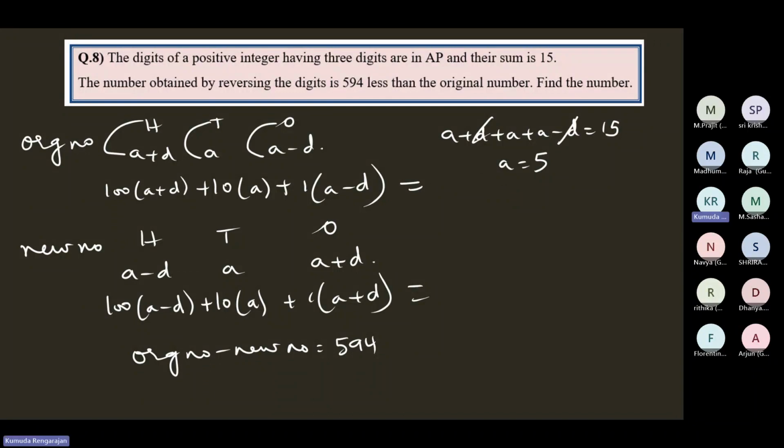The other equation is this one. Original number minus new number is 594. So from this, you will get an expression for the original number. You should work this and get the expression for the new number. Put it here is equal to 594. And you know the value of A. So substitute. You will get D. Once you get A and D, you can find the number.